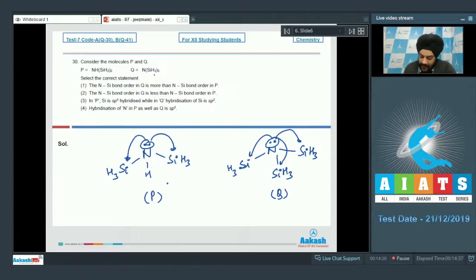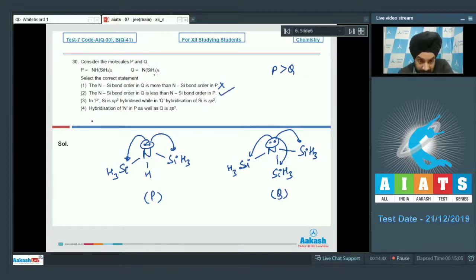So the bond order will be greater in this case. So bond order in P is more than that in Q. So the first statement is not correct, students. The bond order in P will be more than Q. If you talk about the second option now, the N-Si bond order in Q is less than the N-Si bond order in P. So this is a correct statement, students.